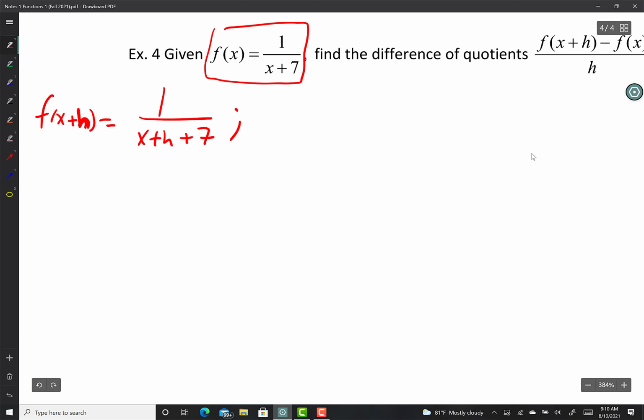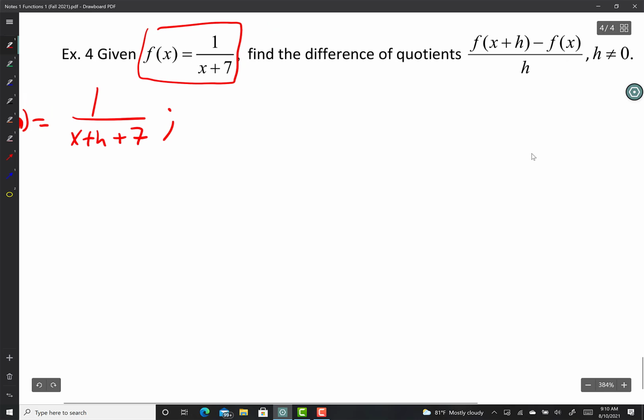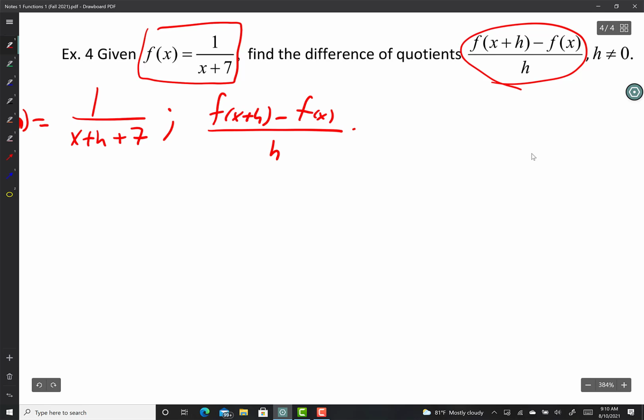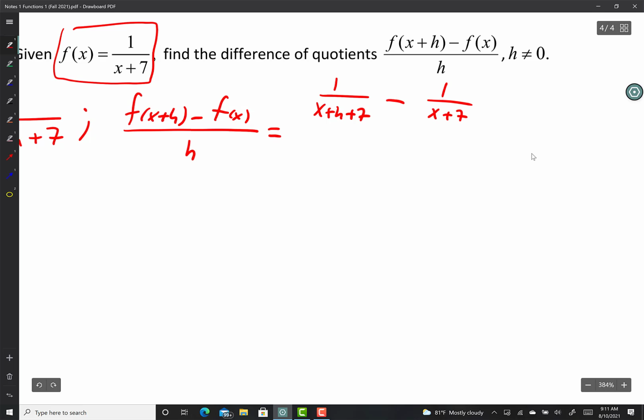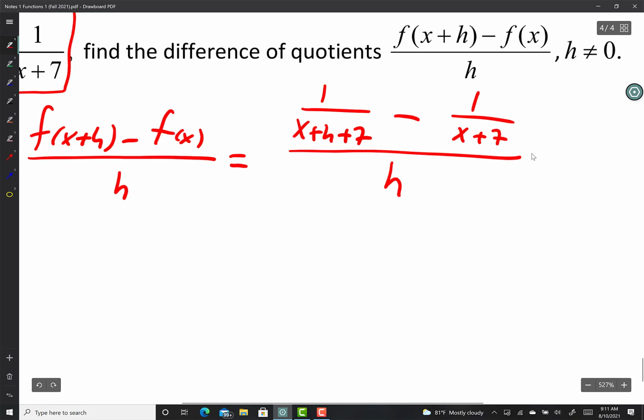Now, I'm going to do the difference quotient. So I'm going to write f of x plus h minus f of x all over h. I'm going to go slow, guys. F of x plus h, we just said, was 1 over x plus h plus 7, minus f of x, which is 1 over x plus 7. And all this is over h. Now what, Chavez?